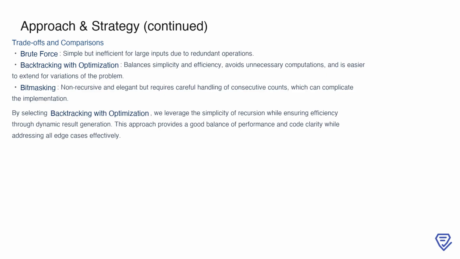The brute force method is conceptually simple but inefficient for larger inputs because of its redundant operations, making it impractical for real-world use. Backtracking with optimization, on the other hand, strikes a balance between simplicity and efficiency. It avoids unnecessary computations and is highly extensible, making it a versatile solution for problems of this nature. The iterative bitmasking approach is a non-recursive alternative, offering a clean and systematic way to generate abbreviations, but its need for careful handling of consecutive counts can increase implementation complexity.